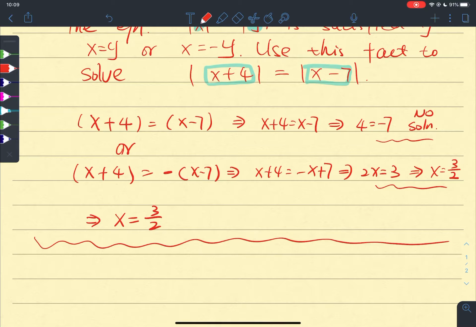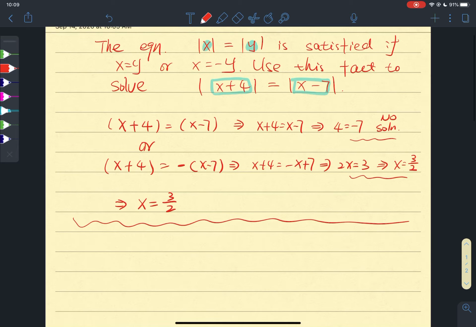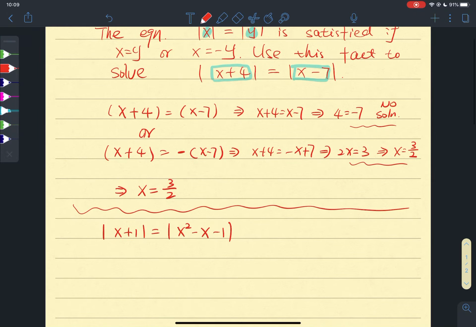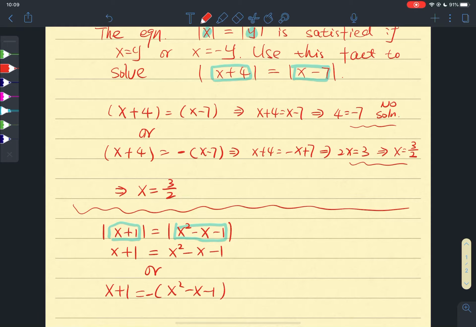If we were to extend the discussion a little bit, this idea does not limit to the absolute value of only linear expression. So if you have something like absolute value of x plus 1 equals absolute value of x squared minus x, and then you have minus 1, it's still going to be true. The general idea is identical, so whatever is inside your absolute value expression, they're either the same as one another or they have a difference of the sign. So you're going to solve it in two different ways. It's the first one, or you have the other variation of it, which means you have a negative.